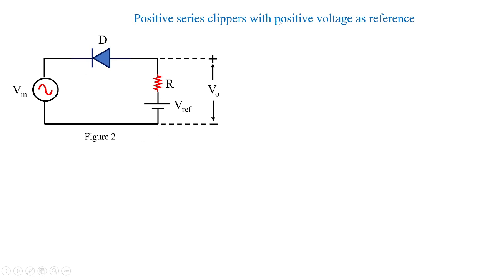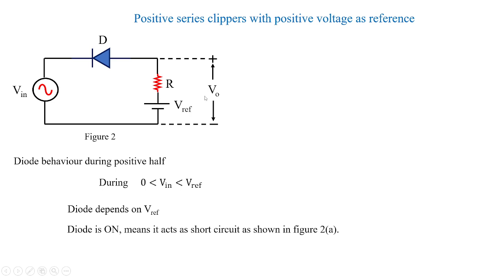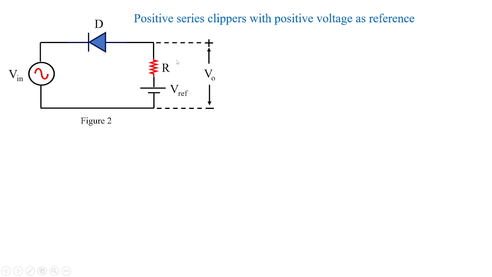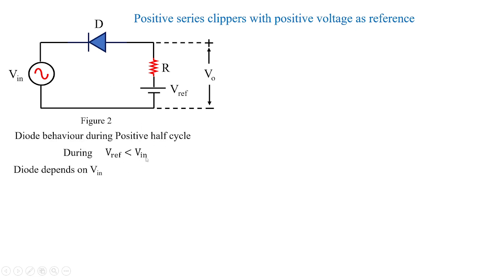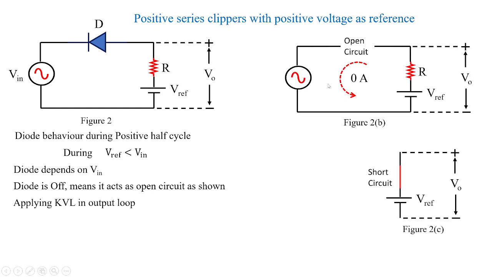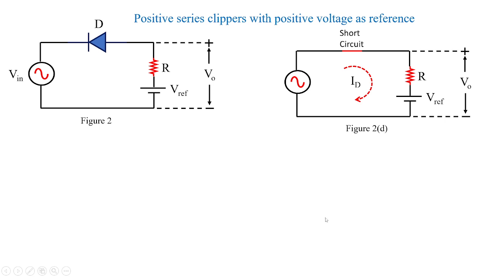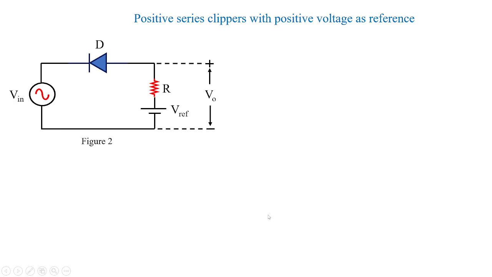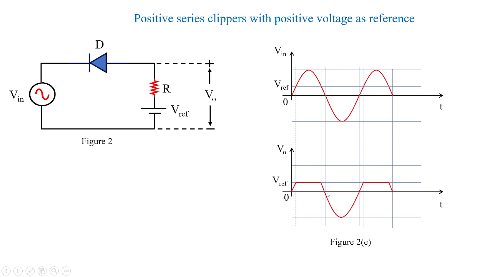So you can see here a positive series clipper with positive reference voltage. These are the conditions of on. You can see V output is equal to V input during the cycle from 0 to the reference voltage value. And this is how the circuit would be. And during the positive half, when reference voltage is less than input voltage, the diode, which depends upon input voltage, makes the condition to get off, and this open circuit makes the output voltage equal to the reference voltage. And then for the negative half cycle, the output voltage is equal to the input voltage. Then what would be the output waveform? You can see this is the output waveform, just what we have seen in the MATLAB.